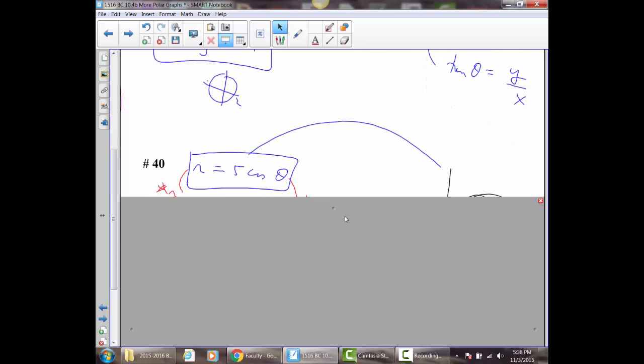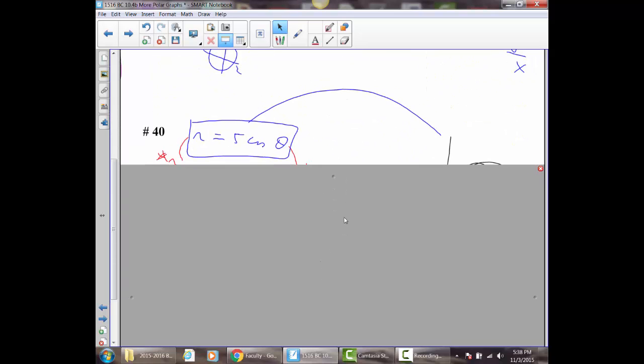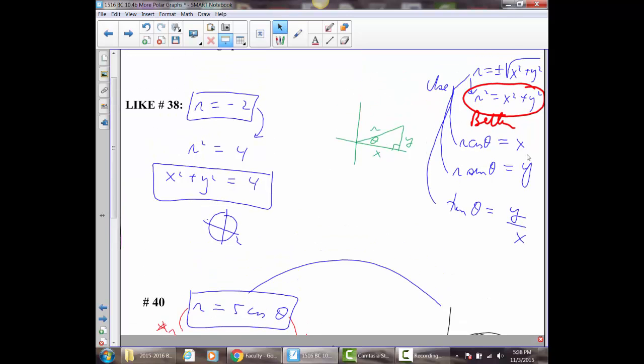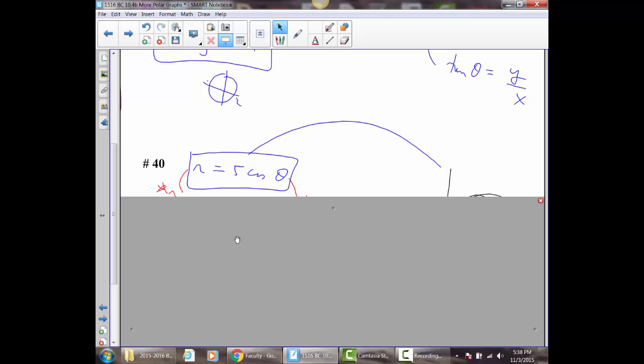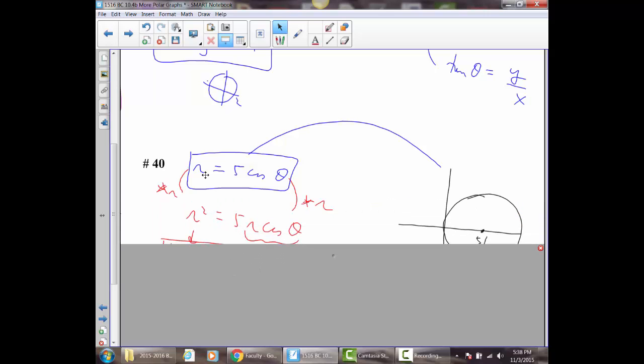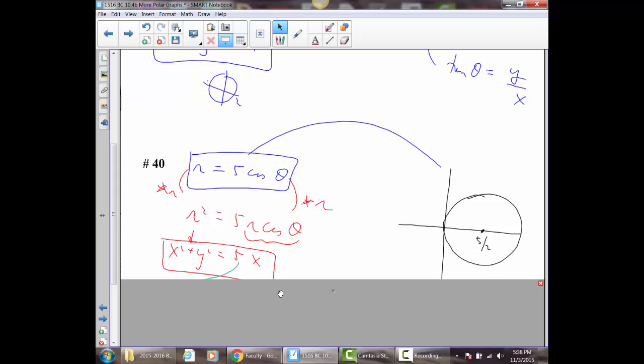R equals 5 cosine theta. They want you to change it into rectangular. It's going to be tricky because remember, x is r cos theta. I need r cos theta, and all I have here is cos theta. So I'm going to multiply both sides by r, which will give me r squared on the left and 5 r cos theta on the right, which will work out very nicely because r squared is x squared plus y squared, and r cos theta is x. So there's your equation in rectangular form.